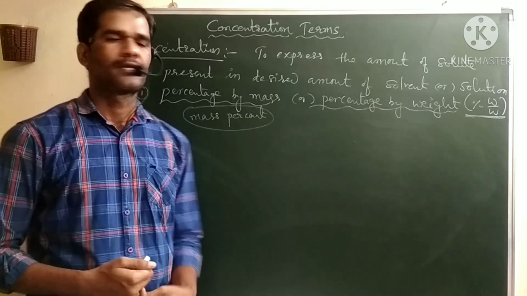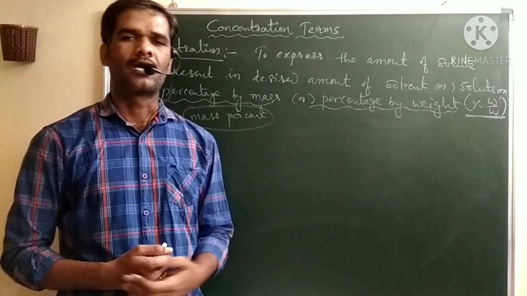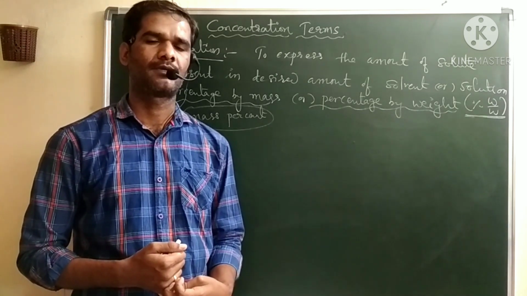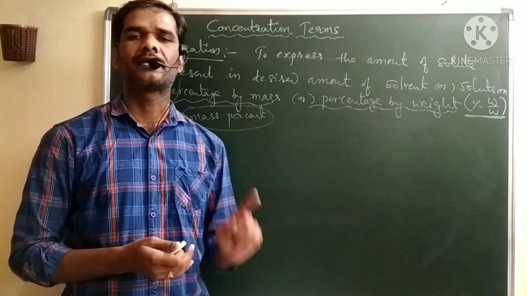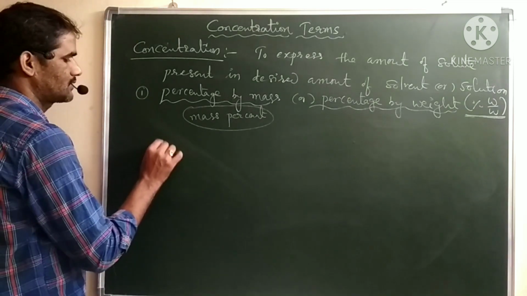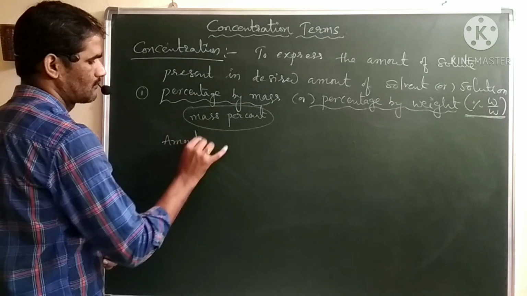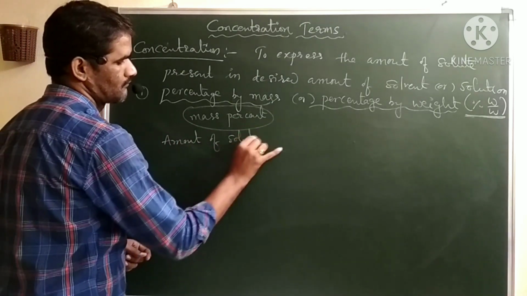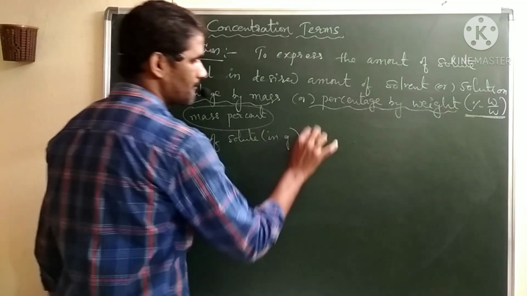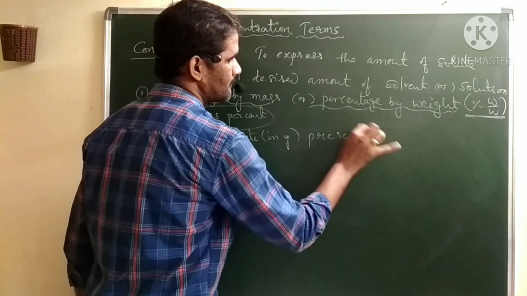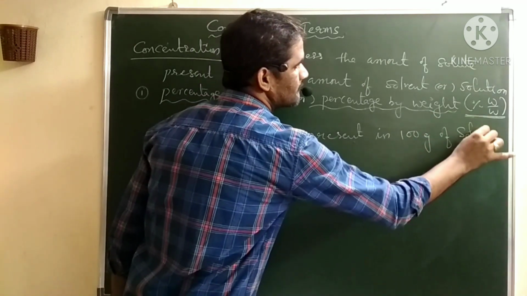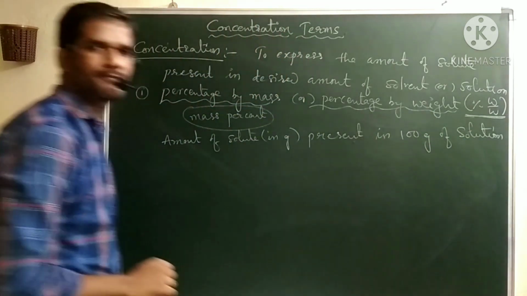So what is it? The definition for percentage by mass is the amount of solute present in 100 grams of solution. Here we are telling the amount of solute with respect to the solution. So the definition for percentage by mass: the amount of solute, generally taken in grams, present in 100 grams of solution is its percentage by mass.